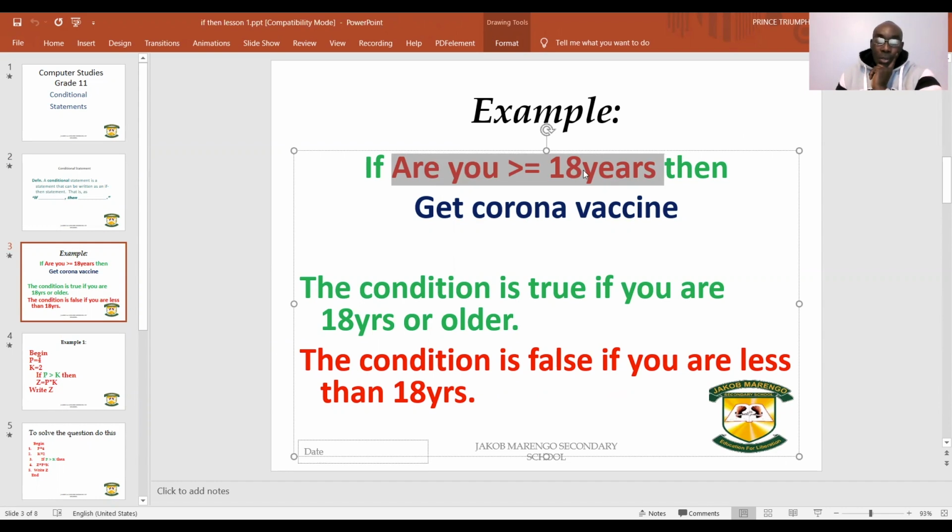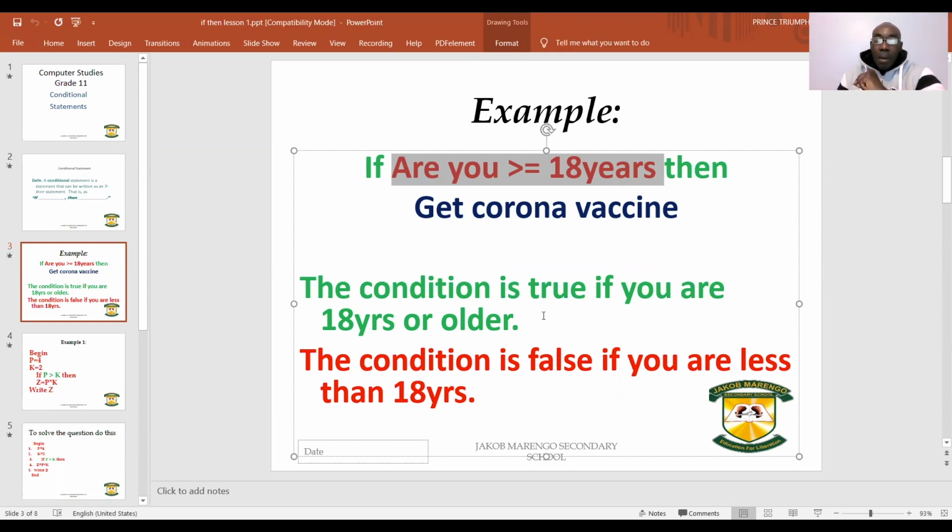So the computer tests the condition. If the condition is true, the expression that comes after the then will be executed by the computer. Here, the expression that comes after the then is get corona vaccine. Getting the vaccine depends on whether the condition is true. The question is, is this condition true? It depends on how you test it with data. The condition can be true provided you are 18 years or older. Once you are less than 18 years, the condition is false.